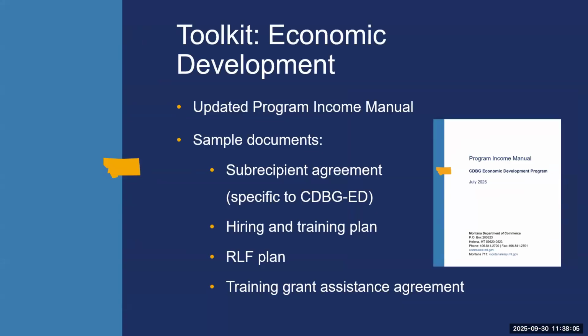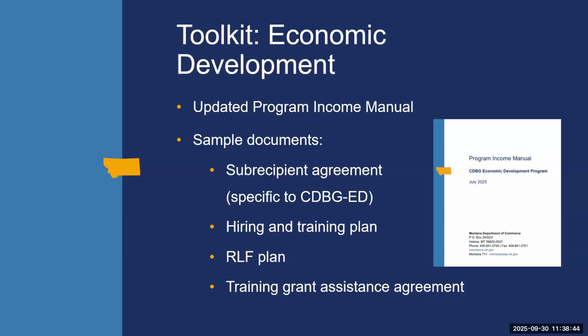The first document in the toolkit is the Program Income Manual. Within this manual, there are several sample documents specific to economic development projects. The first is a subrecipient agreement. This agreement is different than the agreements in previous chapters due to the nature of economic development projects. Since projects can either be a grant or a loan, this document includes language for both instances. If you have any questions about this agreement and if it is required for your project, please contact your project specialist.